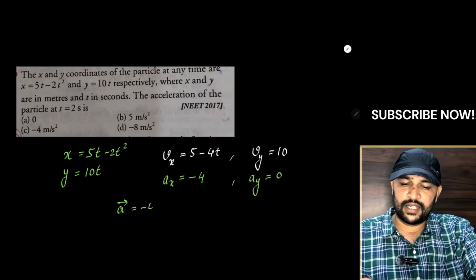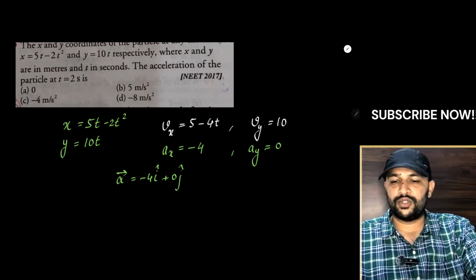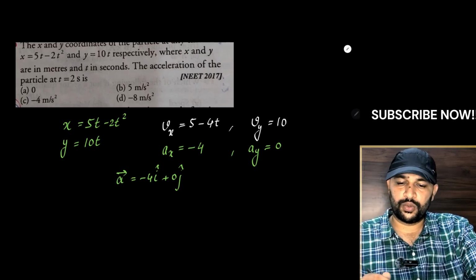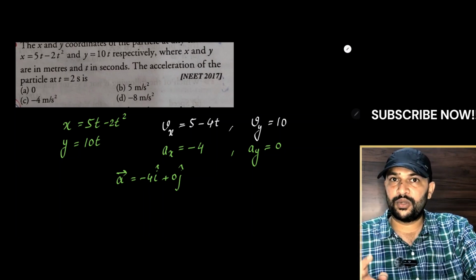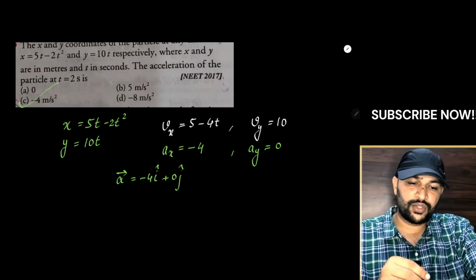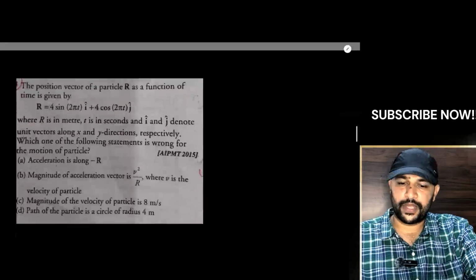Now, let us write it in a proper vector form, it is minus 4 i cap and plus 0 j cap, right. Now, at t equal to 2 seconds, there is no t variable in the equation. So, at any time the acceleration is constant, and that too along which direction? Along horizontal direction, x axis. So, that is minus 4 meter per second square. That is our correct answer. I hope this is clear.